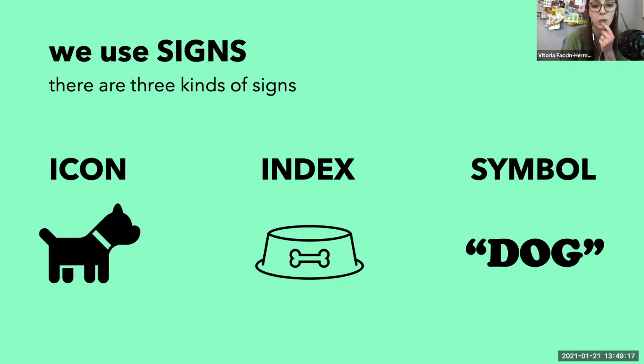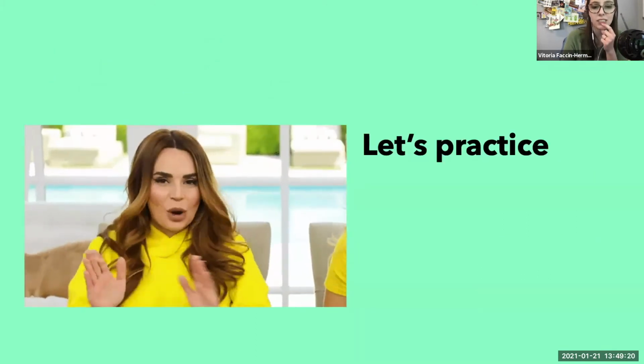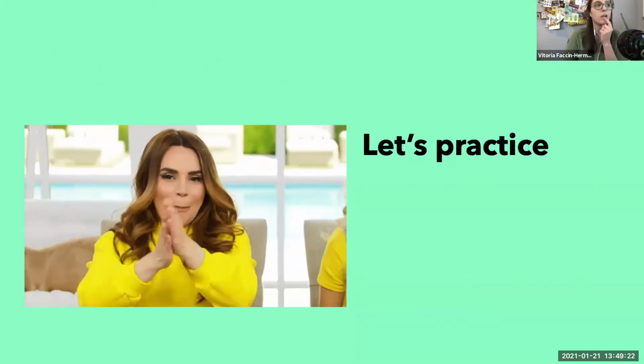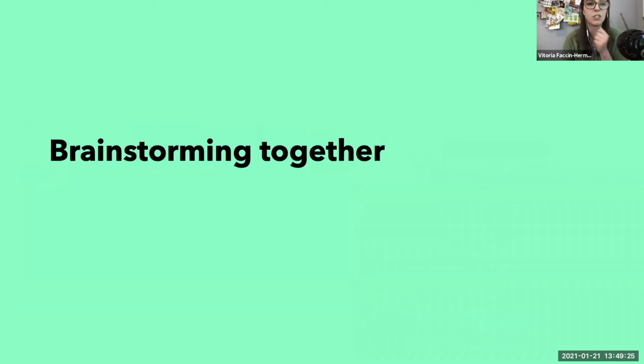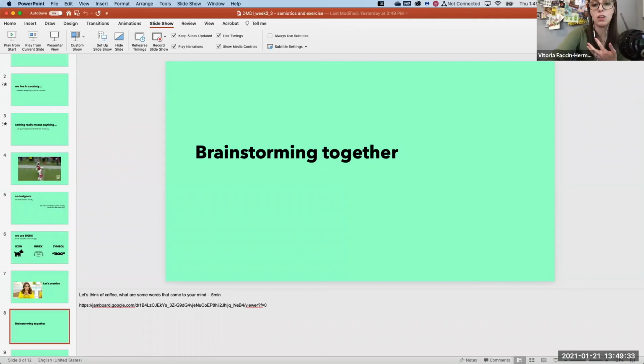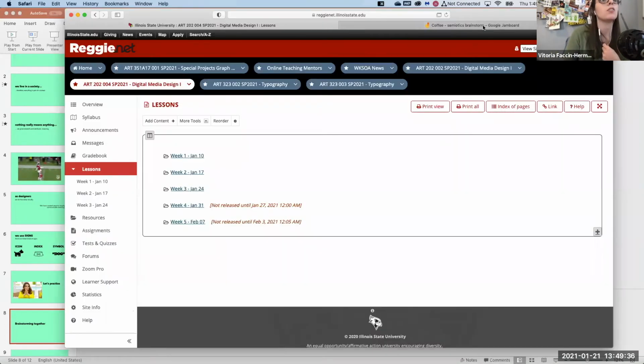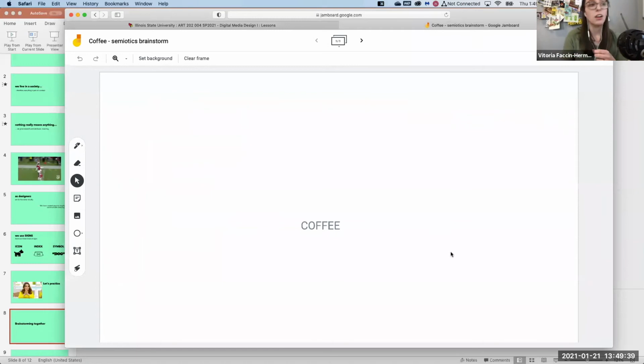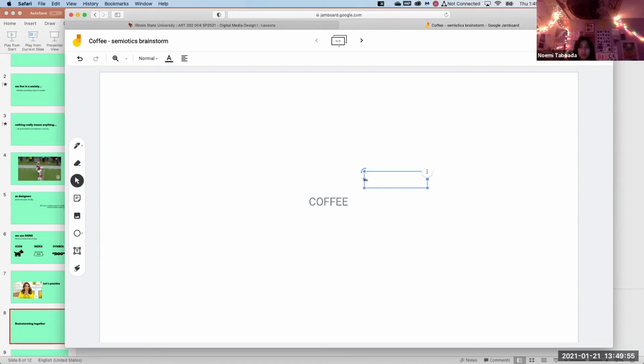All right. Well, so let's practice. Are you ready? What I want us to do together is to brainstorm. First, I want us to think about the word coffee and about coffee as a whole and what it represents. And what I want you to do is to either unmute yourself or type in the chat words, ideas that you associate with coffee. And then I'll add them here to our mind map. So we have coffee. What is something that you think of?